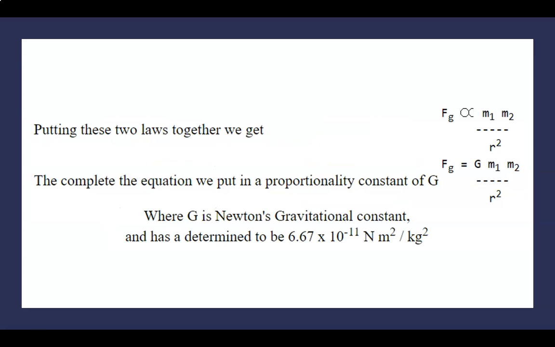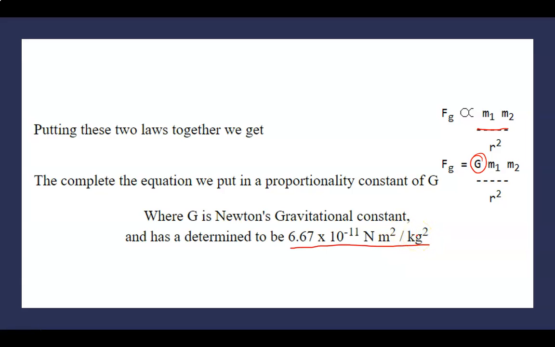Now when we put these two laws together, you wind up with force proportional to m1 m2 over r squared. But in order to make all the units work, we need this G. You need to figure out what G is. It's a proportionality constant, and on your formula sheet you'll notice that it is 6.67 times 10 to the negative 11 newton meters squared per kilogram squared.